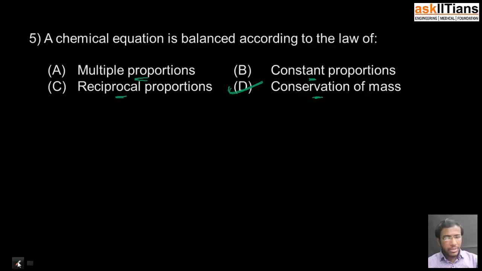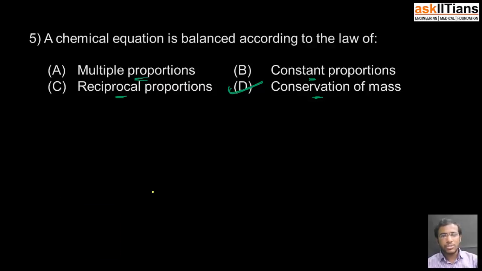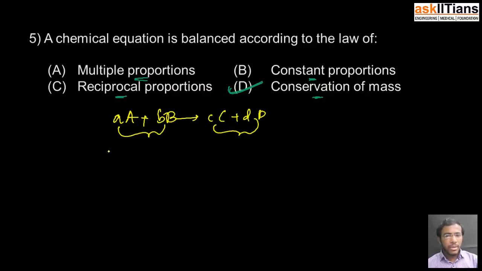Because we know that from the law of conservation of mass, mass is neither going to be created nor going to be destroyed. It's only converted from one form to another. So if you see in a chemical reaction, suppose A and B are giving, suppose, C and D. These are the reactants and these are the products. So the total mass of the reactants should be equal to the total mass of the products.